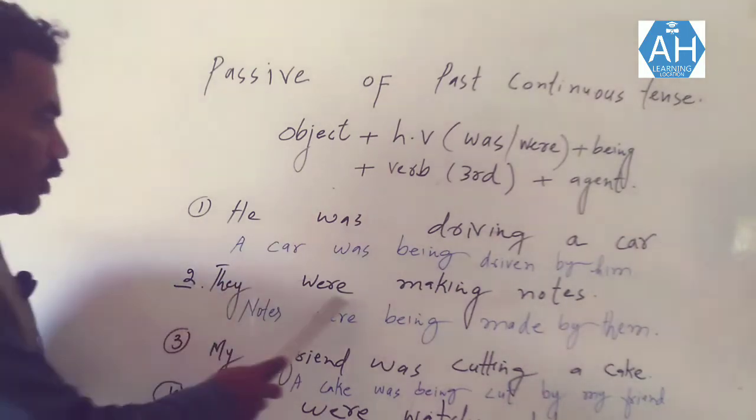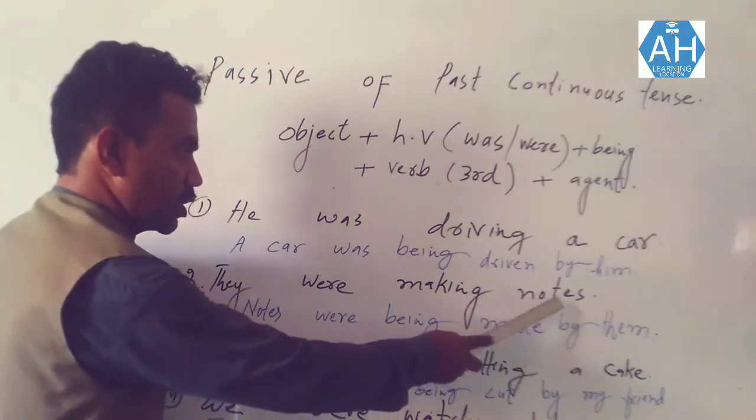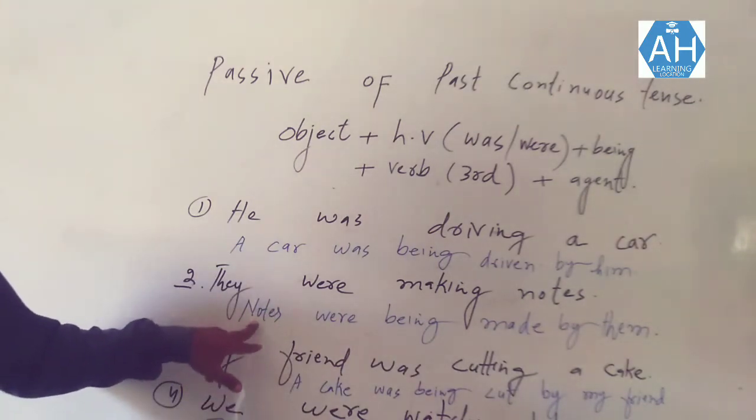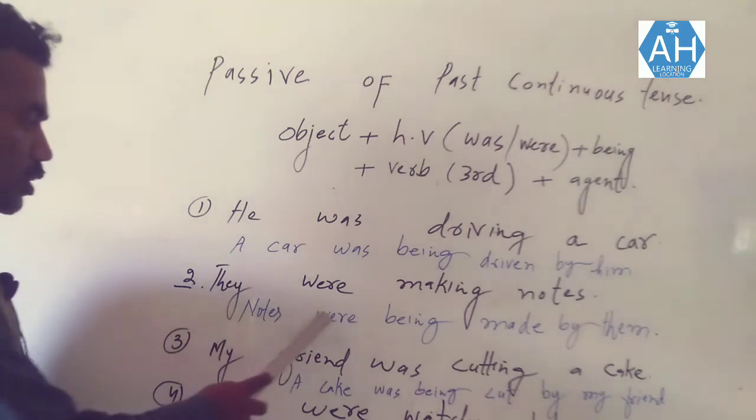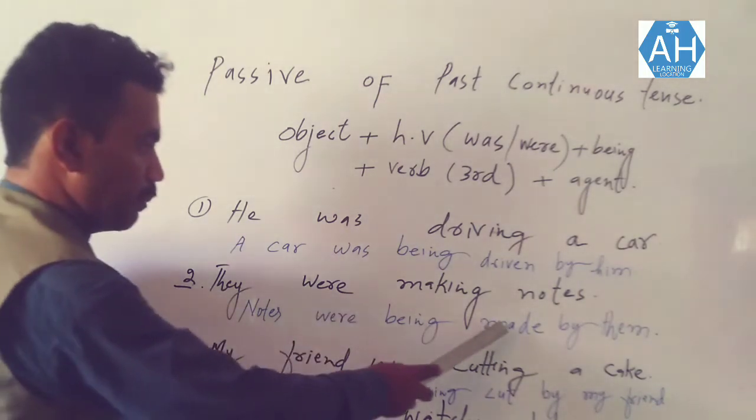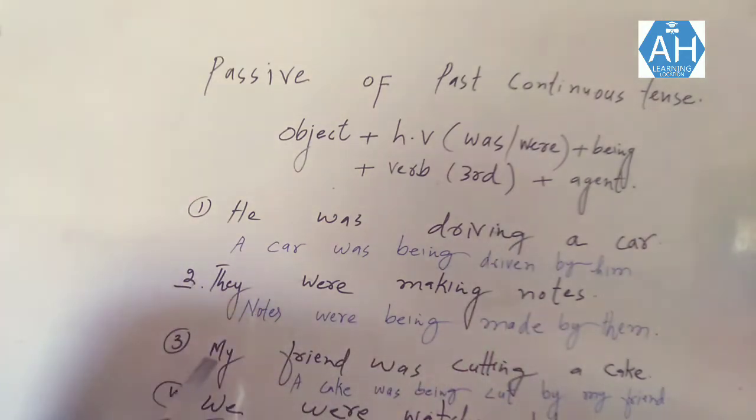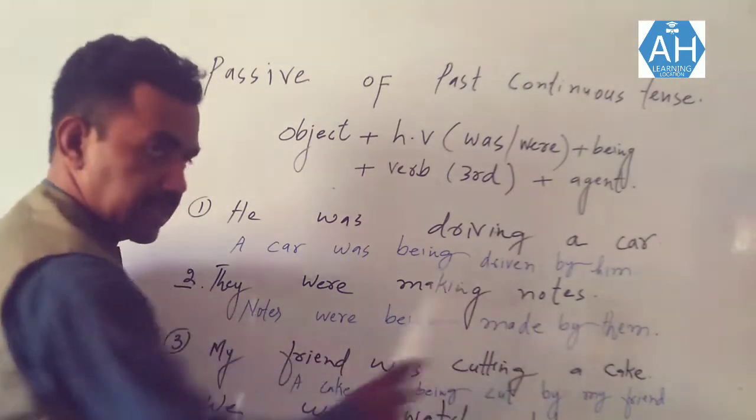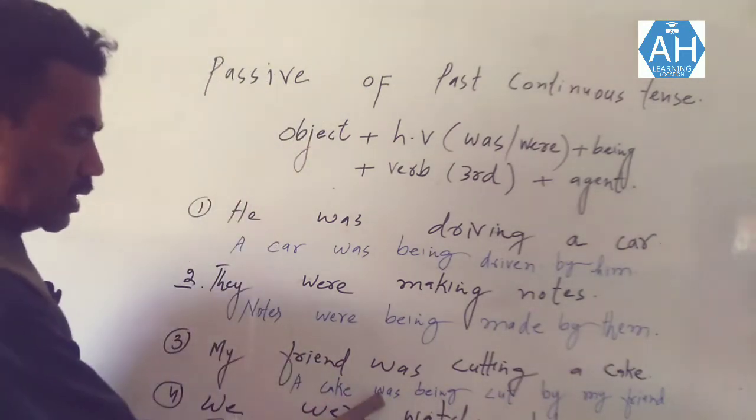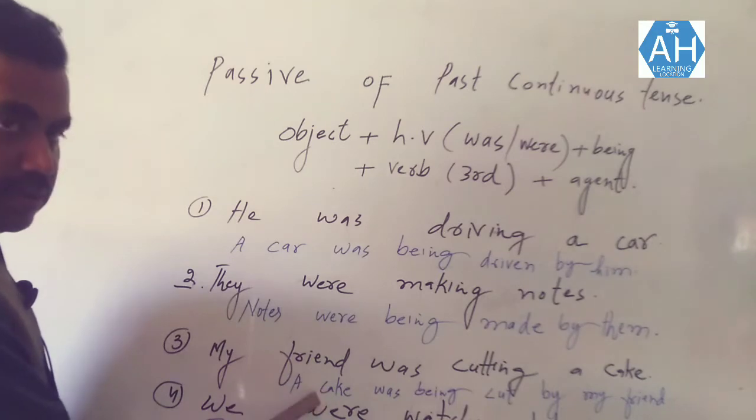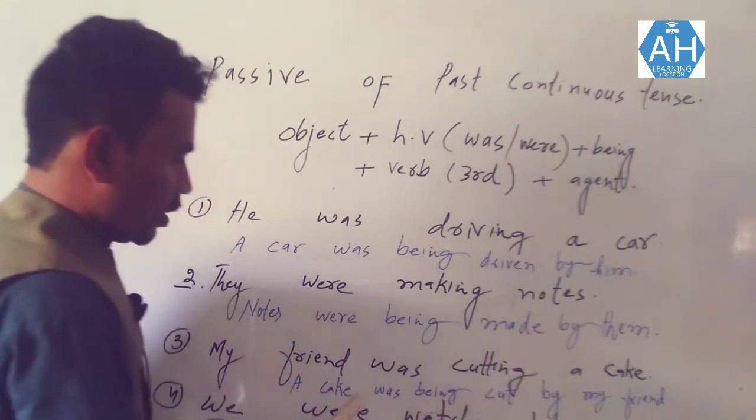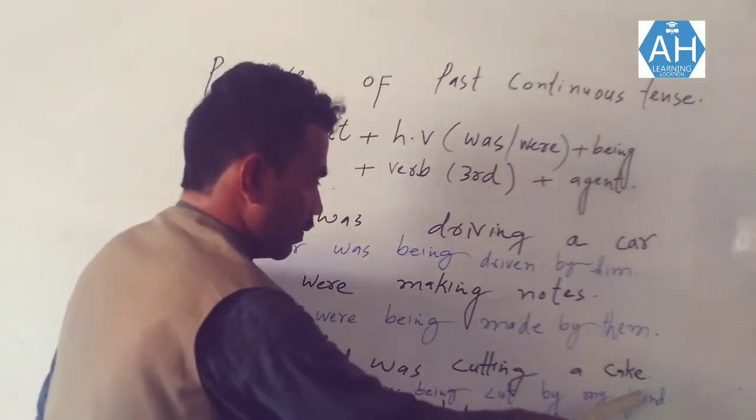Okay. So, they were making notes. Where is the object? Notes. So I have to start the passive sentence with the object. Notes were being made by them. Why have I used were? Because notes are plural. Number 4 sentence. My friends were cutting a cake. Where is the object? A cake. A cake was. Was is used here because the object is singular. A cake was being cut by my friends.